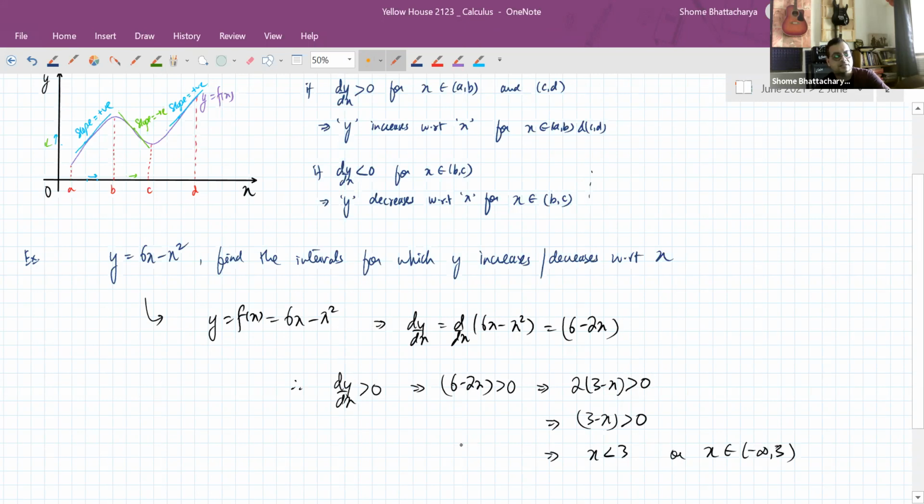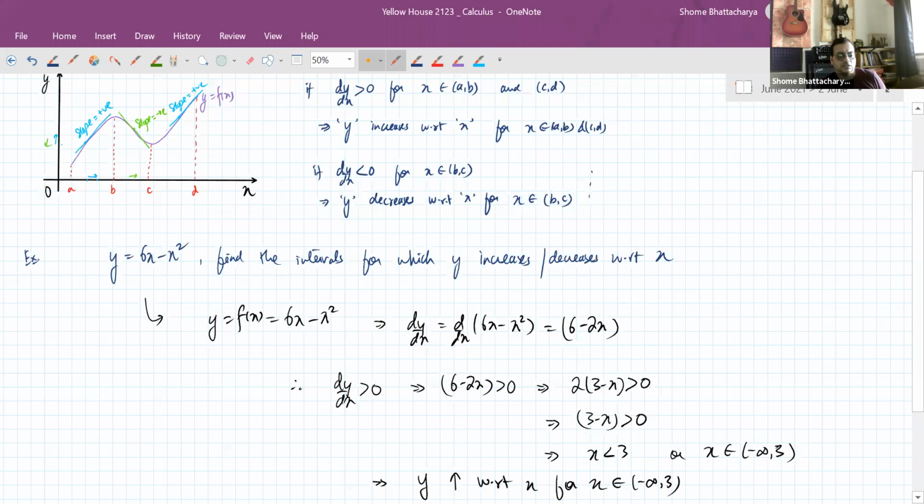Now, why will I take the interval as minus infinity to 3? Because here you can see for the given function, there's no restriction on x. Y is defined for all real values of x. So the function is valid for x belonging to minus to plus infinity. But out of that entire interval, which part has dy by dx positive? It is up to 3. That means any value of x less than 3. So that means it's minus infinity to 3. Okay. So finally what this tells us is that y is increasing with respect to x for the interval x belonging to minus infinity to 3. Okay. And there's no other interval, only this.